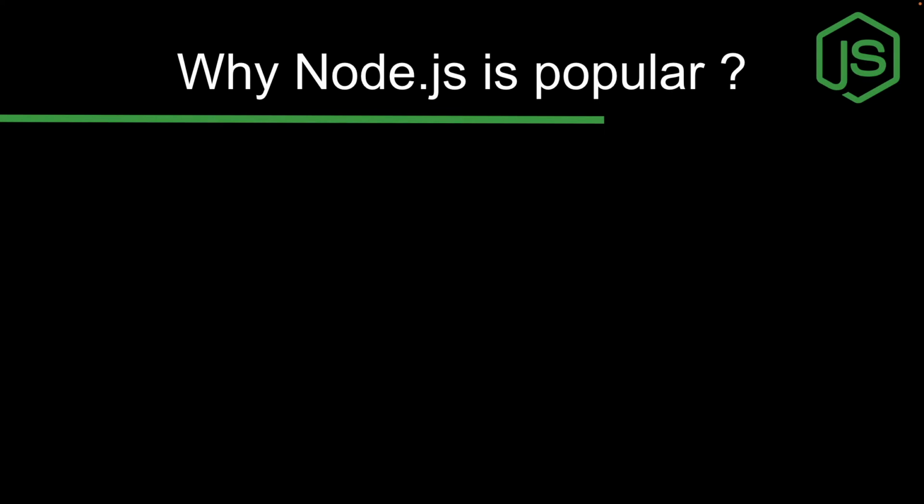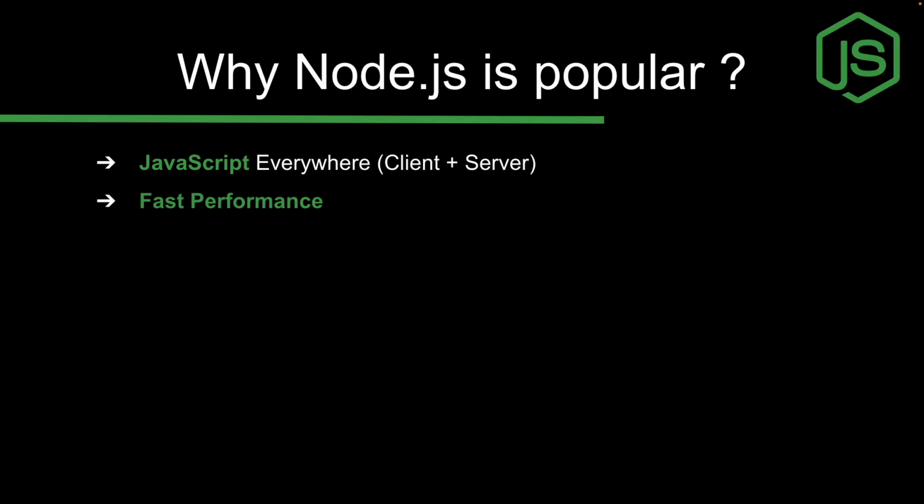Now let's see why Node.js is so popular. It uses JavaScript as its main language to build web applications. With just JavaScript, we can build front-end as well as back-end applications, which means Node.js is everywhere, on the client and on the server. Node.js is primarily a JavaScript runtime environment that runs on the V8 engine, and the V8 engine has the ability to compile and execute JavaScript at lightning fast speed, and that makes Node.js applications very fast and performant.